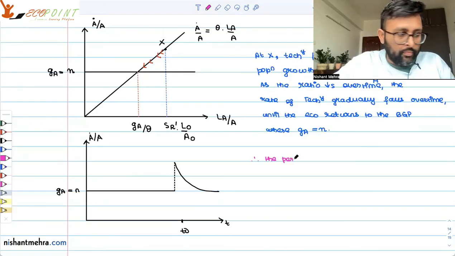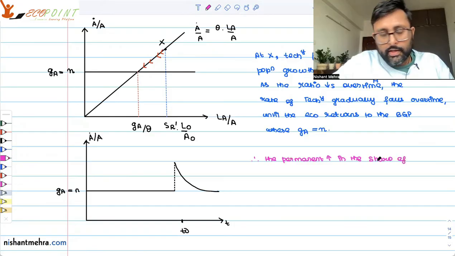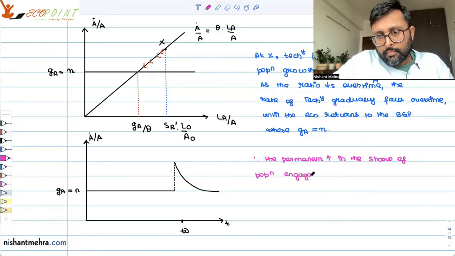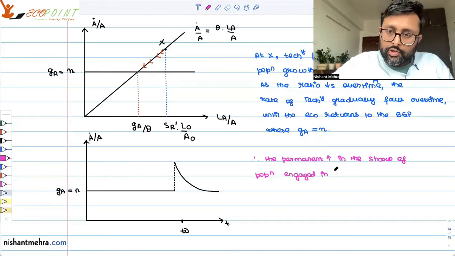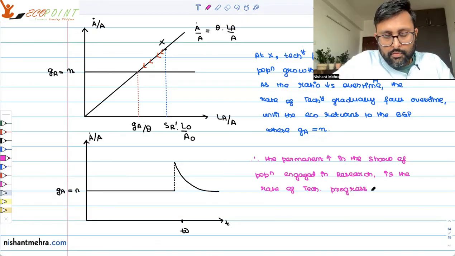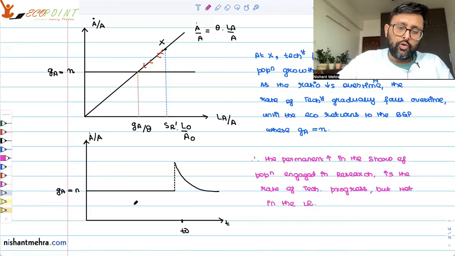Therefore, the permanent increase in the share of population engaged in research increases the rate of technological progress, but not in the long run. Not in the long run, right?